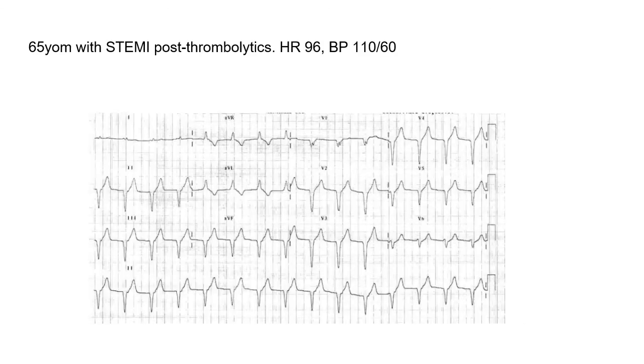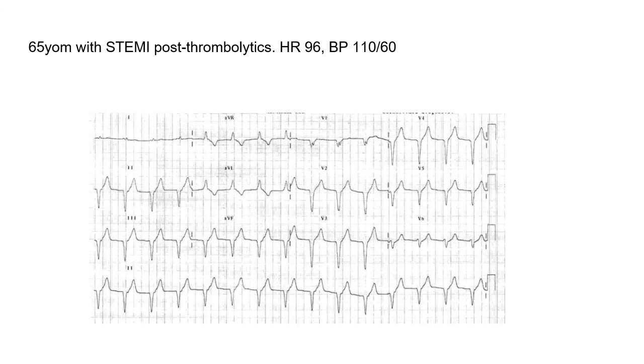Okay, so this is a 65-year-old. Sometimes you may see this if this patient came in with a STEMI, and you can't get them to the cath lab, so you gave them thrombolytics. Heart rate's 96, and blood pressure is 110/60. So is this wide or narrow? Wide. And then is it regular? No, it's pretty regular. And are there P waves? No P waves.